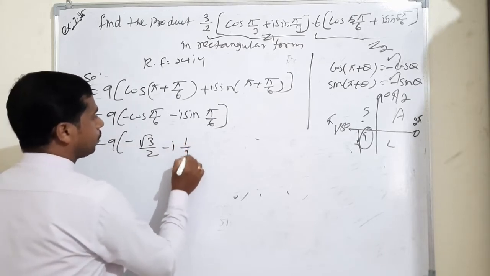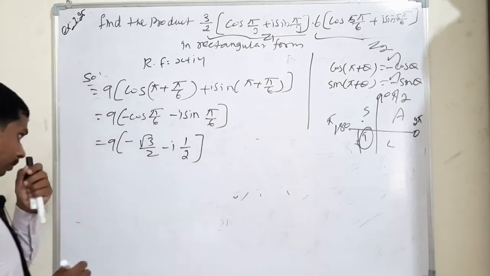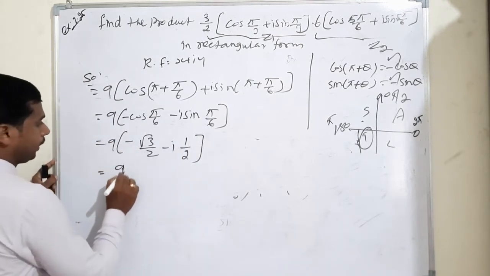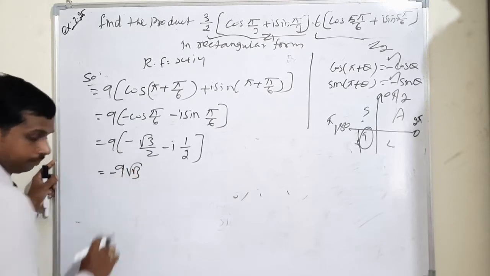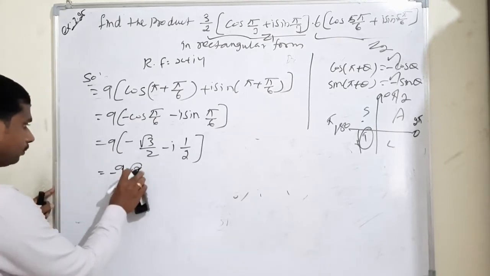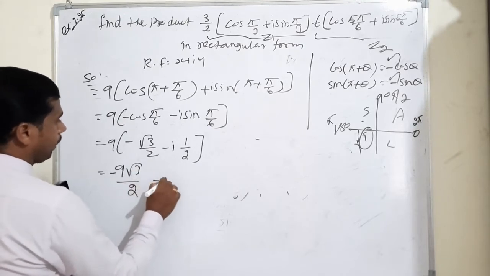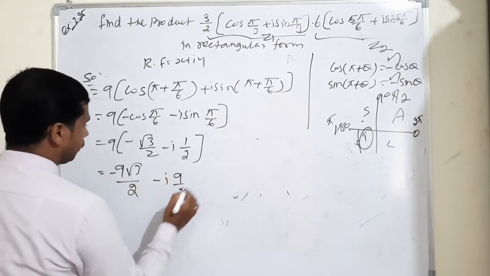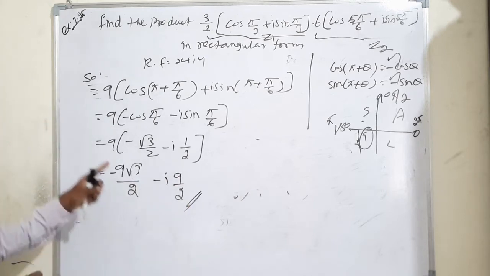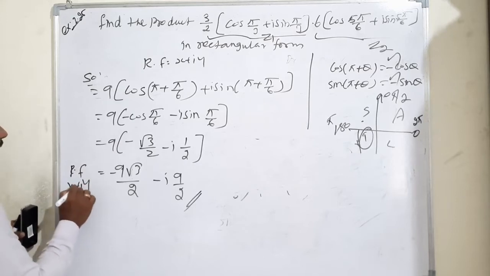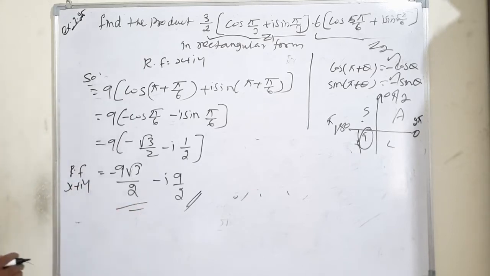So 1 by 2. Now if you remove the bracket, it means 9 minus 9 root 3 by 2, again minus i 9 by 2. This is our final answer, okay, because the rectangular form, as you already know, is the x plus iy form. This is our final term: 9 minus 9 root 3 by 2 minus i 9 by 2, okay.